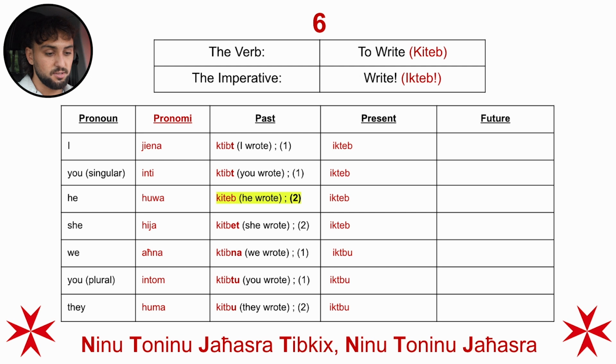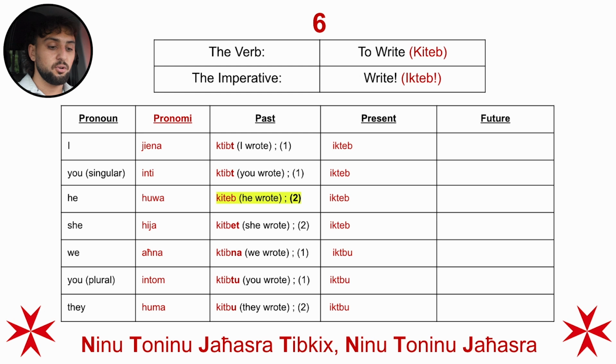Boom. So, as you can see now, it says ikteb, ikteb, ikteb, and ikteb, which is of course the singular imperative for this particular verb, and then iktbu, iktbu, and iktbu, which is of course the plural imperative for this particular verb. And once again, if you watched the first 2 lessons of this series, you would understand exactly why this is the case, and also how to create the plural imperative.